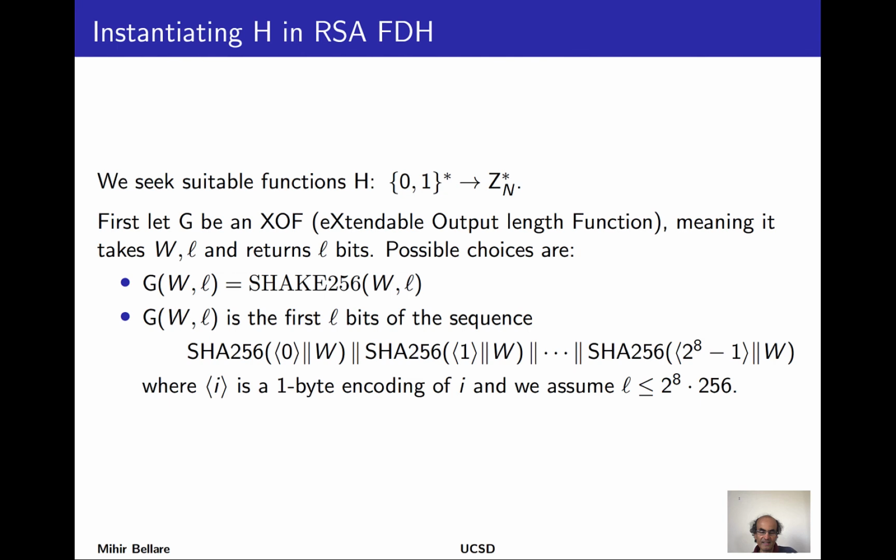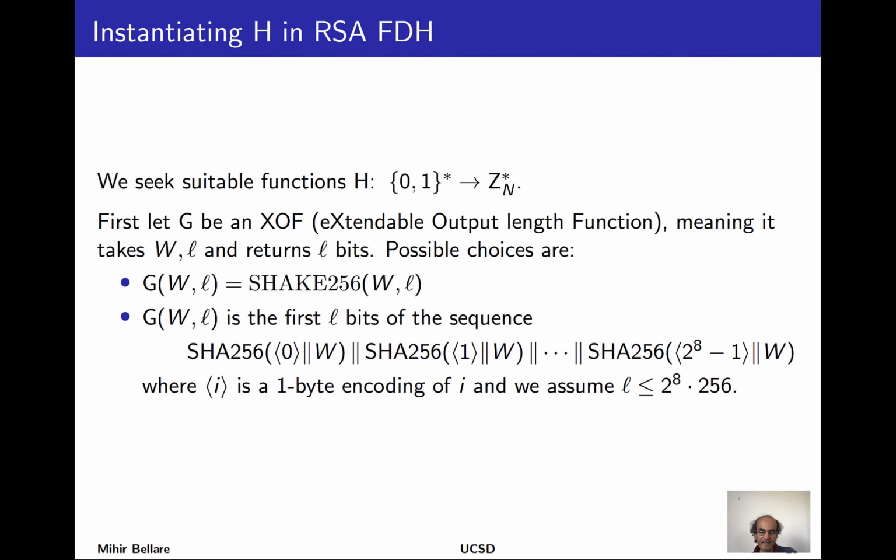First, we'll let G be an extendable output length function. That means that it takes two inputs. One is the input W to be hashed, and the other is an indication of how many output bits we want. And it'll give you an output that's L bits long. There are constructions of this that are out there, standardized and created for the purpose, and one of them is Shake256. So you could simply set G of W and L to be the Shake256 function on the same inputs.